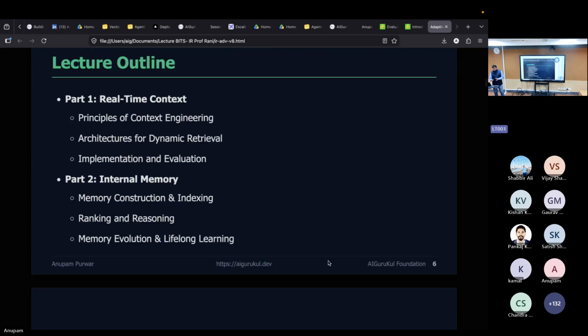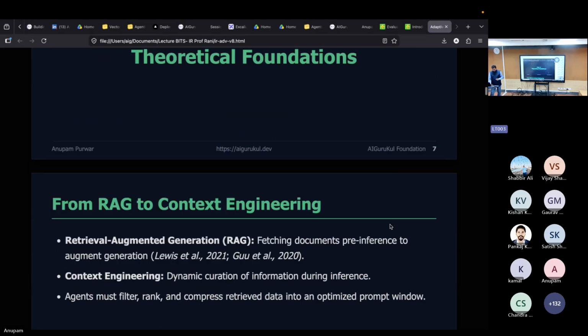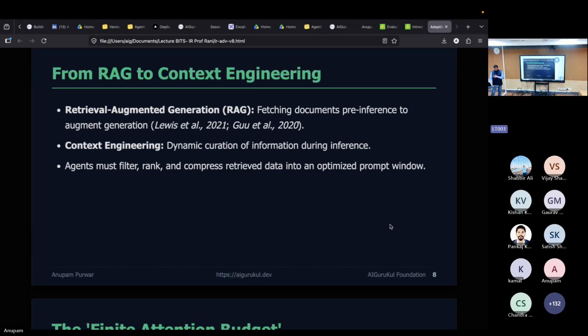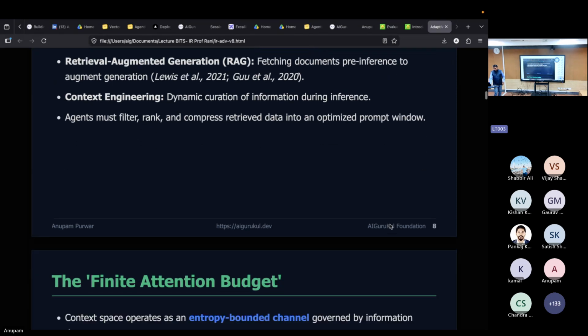Okay, so I've given you the motivation of the topic. We are going to look at real-time context. We are going to look at internal memory. And of course some case studies also. So RAG became very popular from 2021 onwards. But now with so much information available, not every piece of information can be stored in a vector database. So a new field of context engineering has come into the picture.